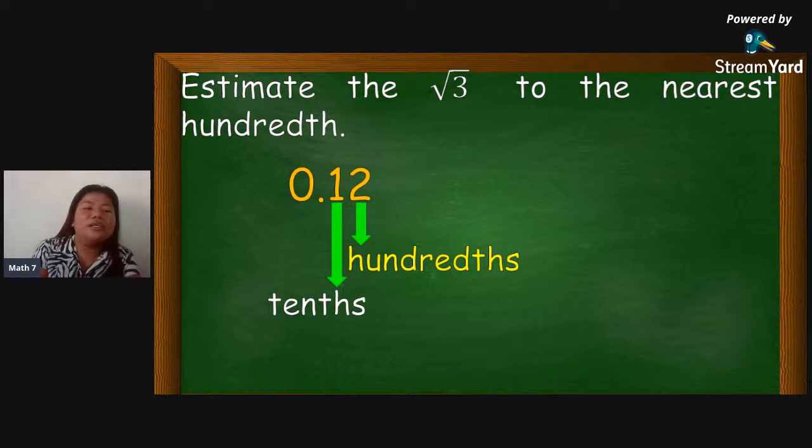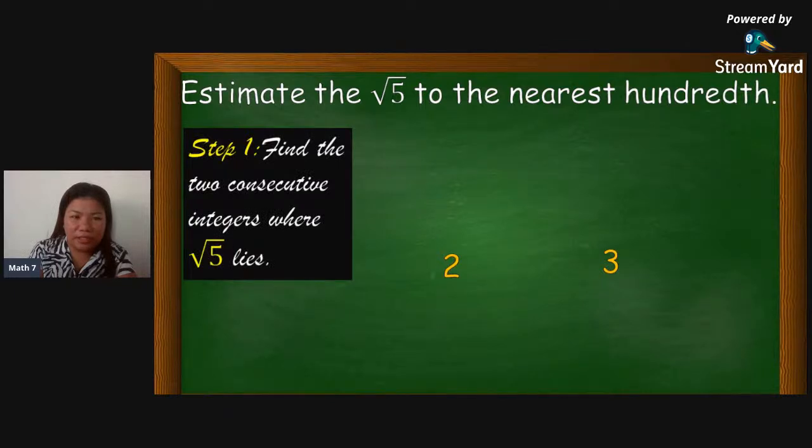Nireview ko lang kayo. So, we have here, class, step number 1, pakikopya nga po. Find the 2 consecutive integers where square root of 5 lies. Pakikopya nga po. Mga anak, pwede nyong i-full view. Find the 2 consecutive integers where square root of 5 lies. Type done kung nakopya na.